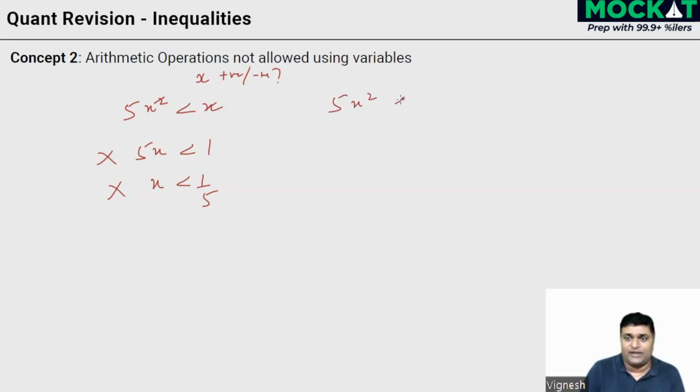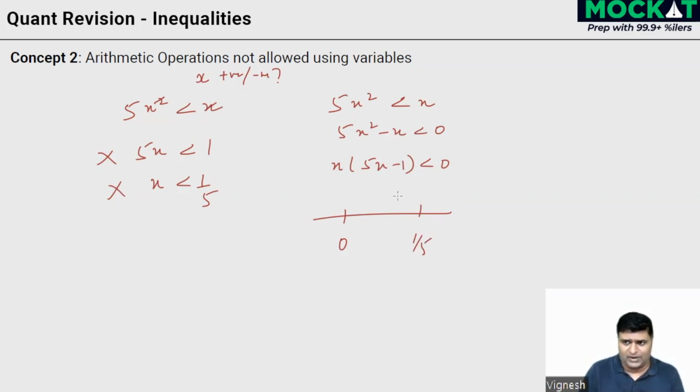If we have something like 5x square is less than x, then I can have 5x square minus x is less than 0. Then I can take an x common, and I get x times 5x minus 1 is less than 0. And that's it. We can draw this on the number line. The first term, x, becomes 0 at 0. And if 5x minus 1 becomes 0, then x is going to be 1 by 5. Those are the roots. We've seen that in quadratic equations. So find the roots, the points where they become 0.